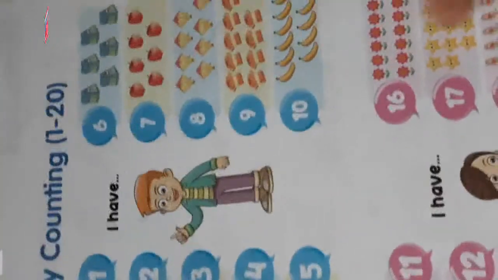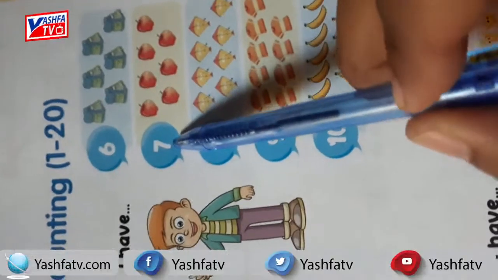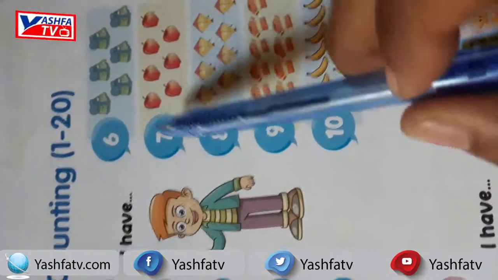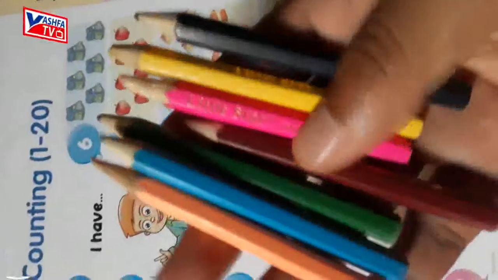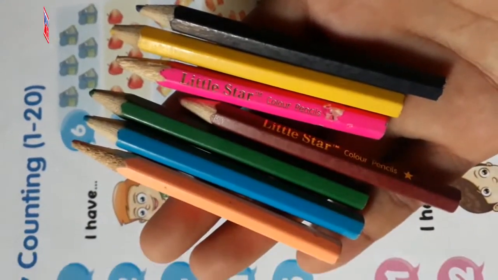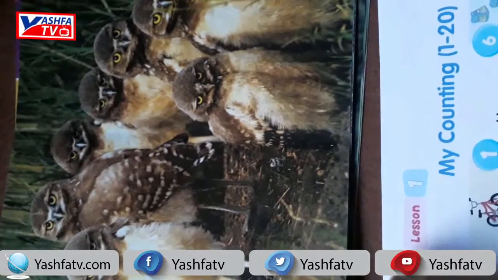Today we learn 7. This is 7. 7 apples. 7 pencil colors. 7 owls.